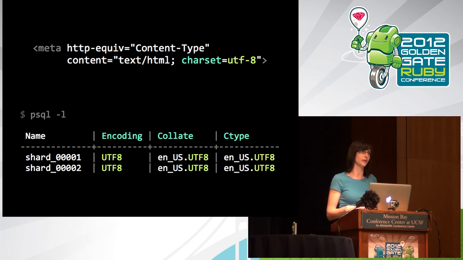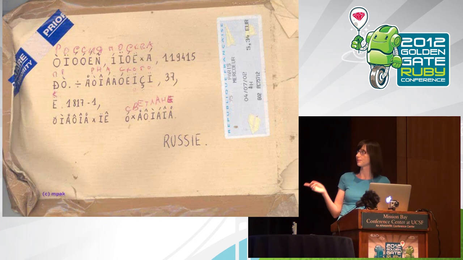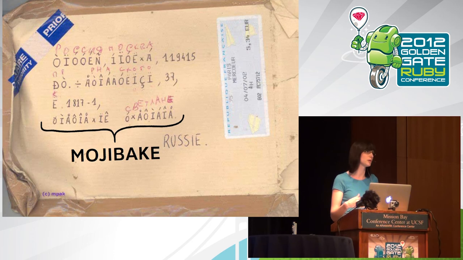But if you don't do that stuff, you're going to end up with something like this, which is called mojibake. It's basically the unreadable characters that result from using the wrong encodings. And I really love this word. It's an awesome word, but it means a terrible thing. So just don't do that. Be careful.